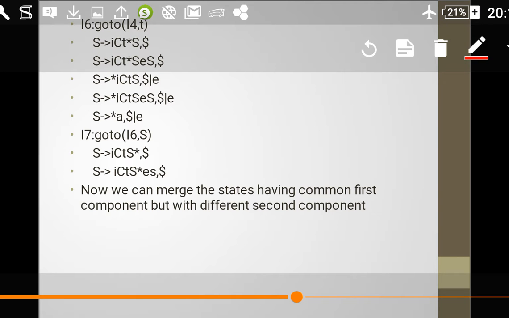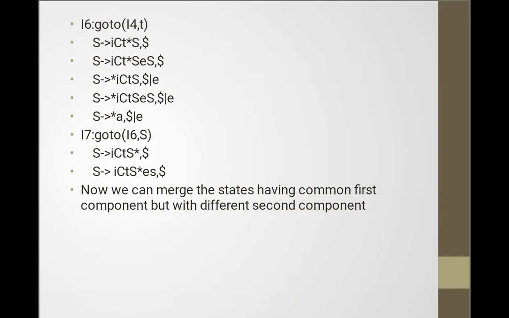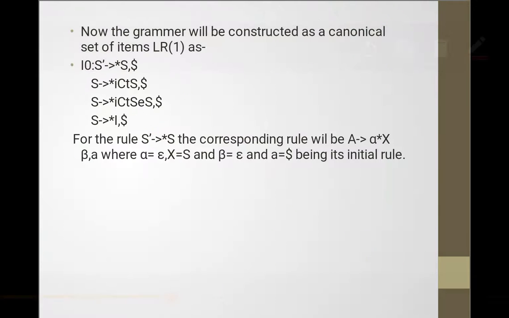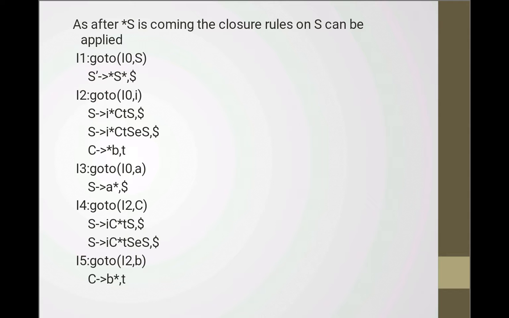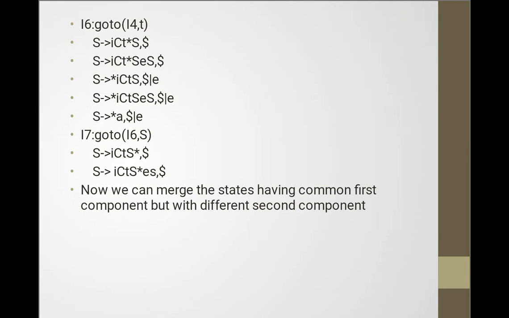Now, going to I7. I7 goes from I6 on S. So S → ICTS·, $, and next step S → ICTS·ES, $. So these are the canonical rules which have been applied on S, where the closure properties are explained. Now we need to merge.